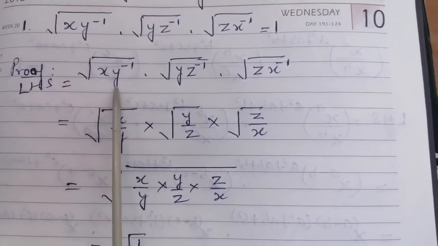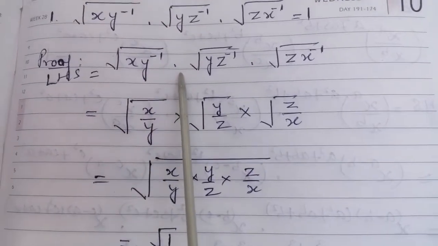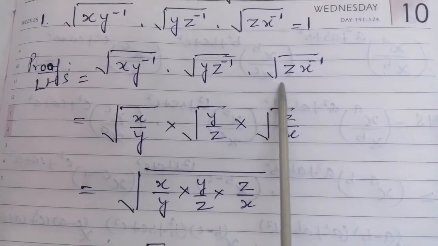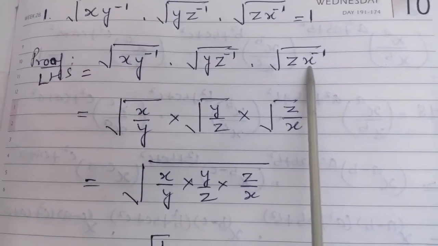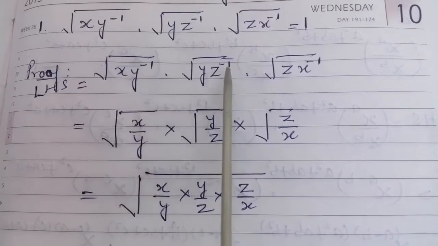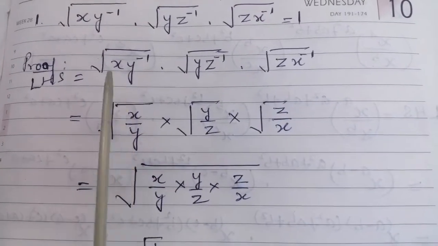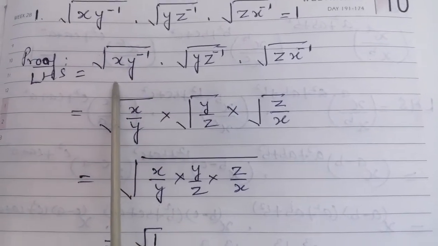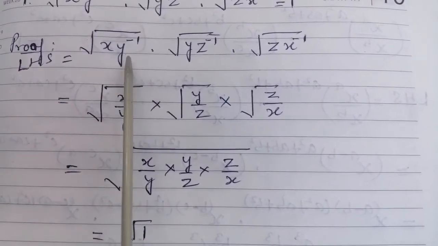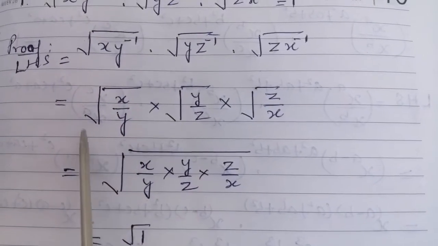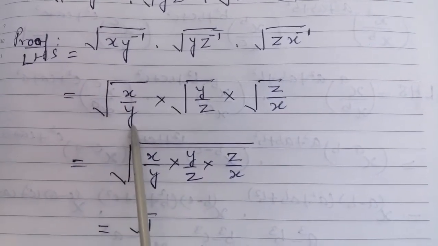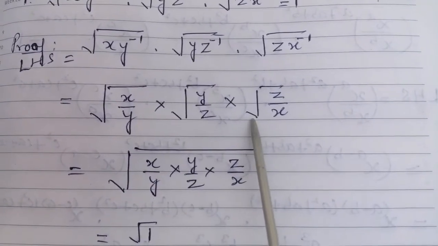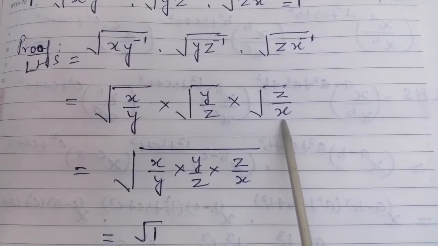So which is square root of x into y raised to power minus 1 multiplied by square root of y into z raised to power minus 1 multiplied by square root of z into x raised to power minus 1. Now first of all, the powers which are negative, I'll make them positive, right? So see here, y raised to power minus 1, you can take y to the denominator, right? So in the denominator, you'll get y raised to power 1, which is y. So I am writing square root of x upon y. Similarly, you can write square root of y upon z multiplied by square root of z upon x, right?